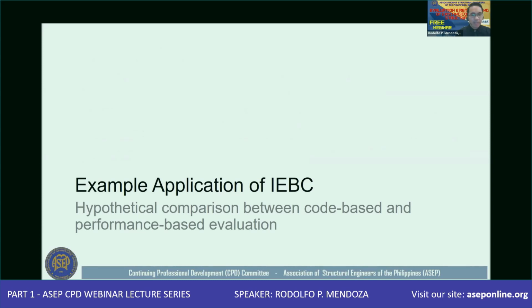Now, I would like to proceed with presenting to you a hypothetical comparison between a code-based evaluation and performance-based evaluation of a structural beam. With the introduction of the IEBC and the option for us to use either a code-based assessment or a performance-based assessment, there's a natural question: if I'm going to use performance-based philosophy and code-based philosophy, would I arrive at the same evaluation of an existing structure?